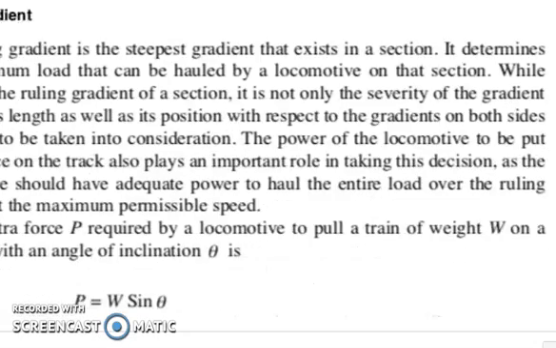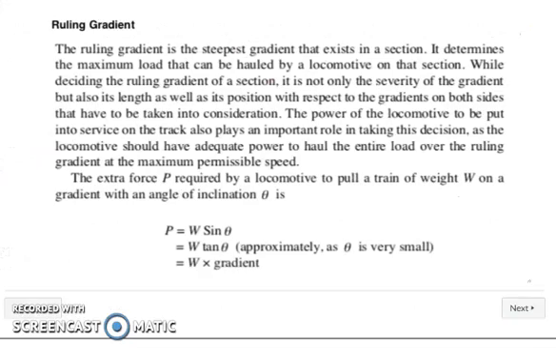We have to identify the extra force P that is required by the locomotive to pull a train of weight W on a gradient with an angle of inclination theta. If we are going to compute the extra force required by a locomotive to pull a train, P is equal to W sine theta, or that can be equivalent to W tangent theta, since theta is very small, or that can be equivalent to W times the gradient.